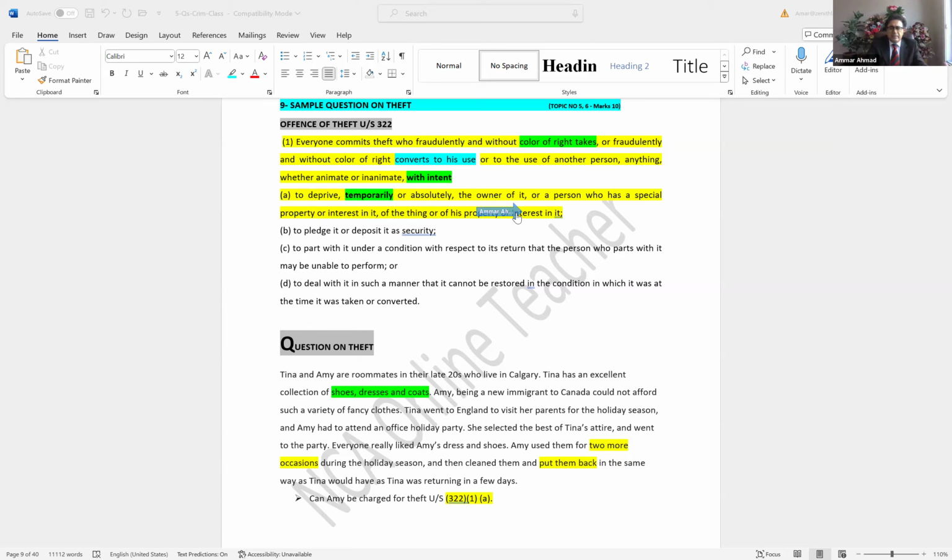So Tina has been deprived temporarily of her possession. So in a way, actus reus has been committed.